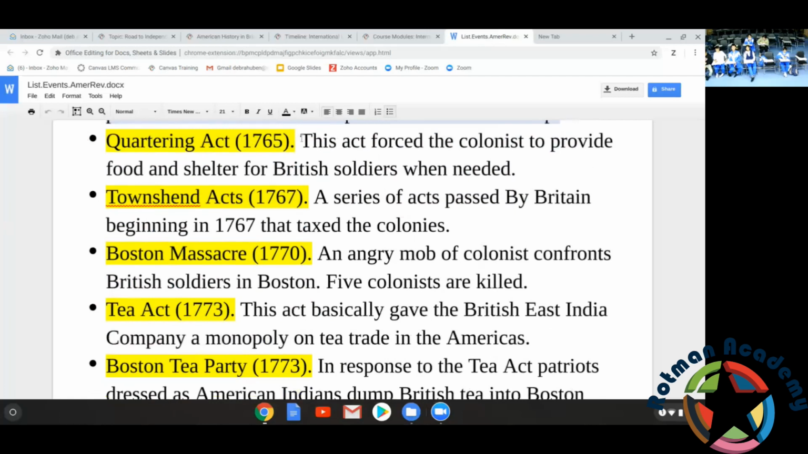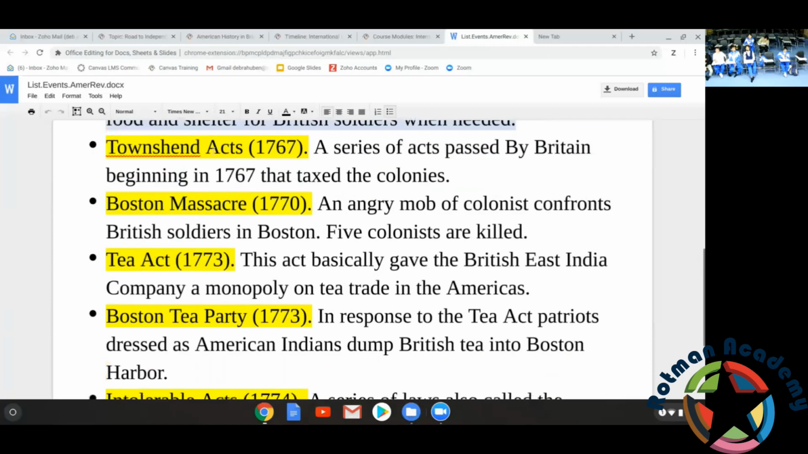The Quartering Act. Can you read this? Forced. Right. So forced means against their will. So this act forced the colonists to provide food and shelter for British soldiers when needed. That's not okay. No. Townshend Acts heavily taxed the colonies again.